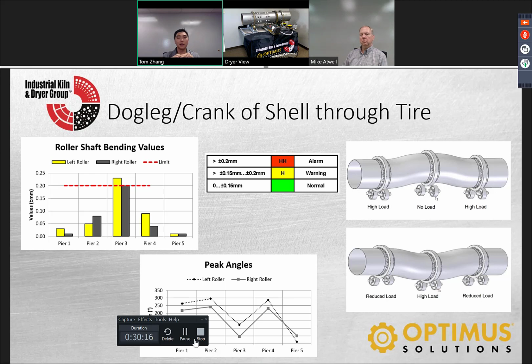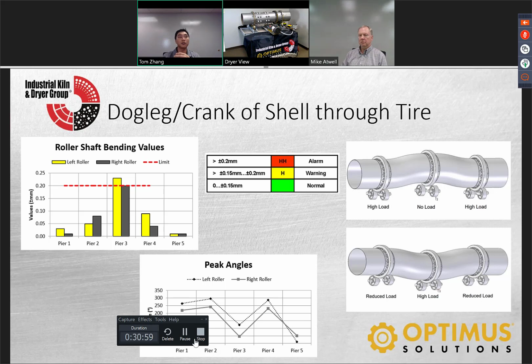When you have high loads and low loads, your peak to peak differences should be roughly 180 degrees, as you can see on the bottom. For example, at the bottom, we'll see Pier 2 at 300 degrees, bottom is about 125, so that's roughly 180 degrees apart. If I see the angles are not right and the roller shaft bending is high, this would be a classic crank of the shell through the tire, something that looks similar on the right. You don't typically want to ignore these because when it fails catastrophically, like Mike said, you can break a lot of stuff.